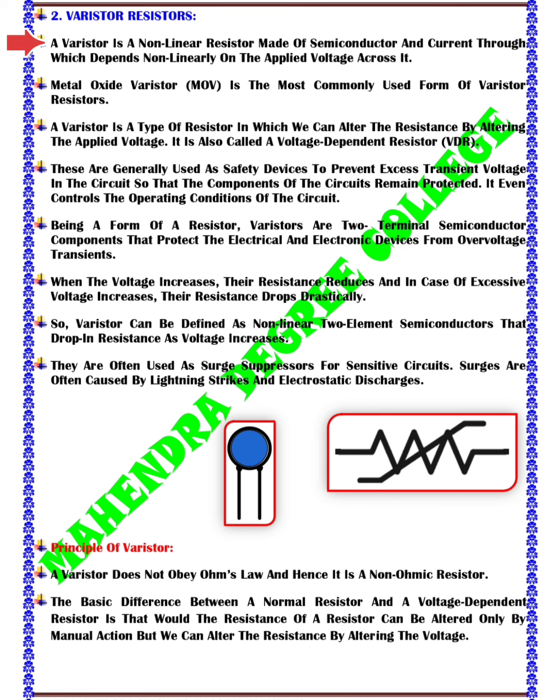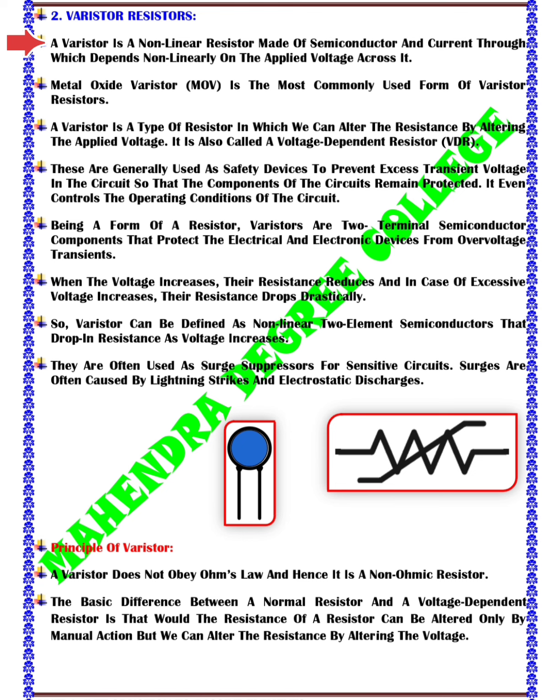A varistor is a nonlinear resistor made of semiconductor and current through which depends non-linearly on the applied voltage across it. It means, a varistor is indeed a type of nonlinear resistor, typically made from semiconductor materials like metal oxides, for example, zinc oxide, where the current flowing through it is not directly proportional to the applied voltage. This nonlinear behavior is crucial for its use in voltage surge protection and transient suppression.